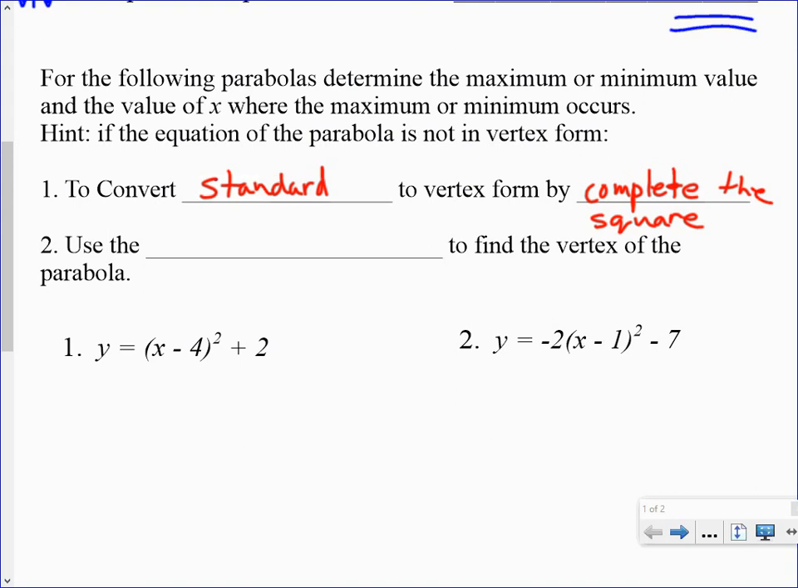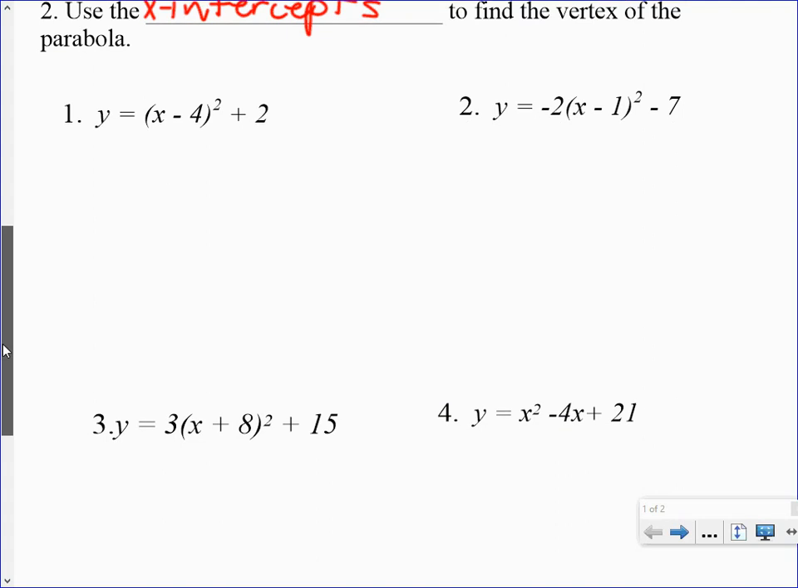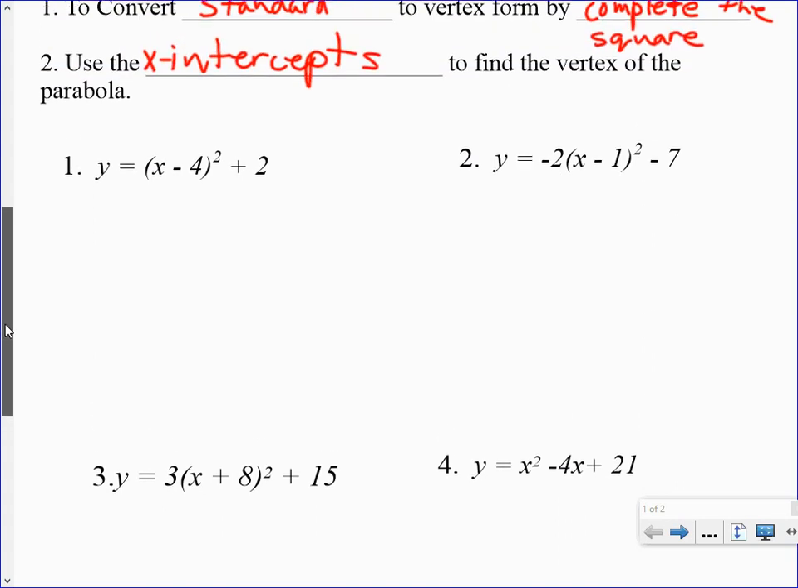We can also use other things as well. So let's say we have the intercepts. If we have specifically the x-intercepts, we can use them to also find the parabola, and we've done that in a past lesson. So let's take a look at this equation here.